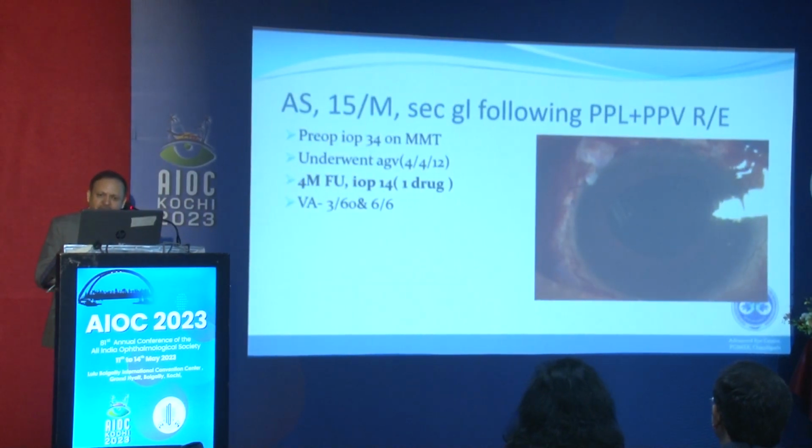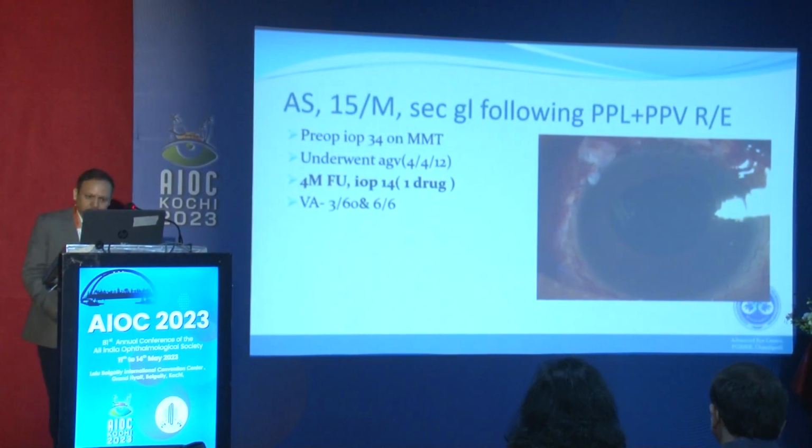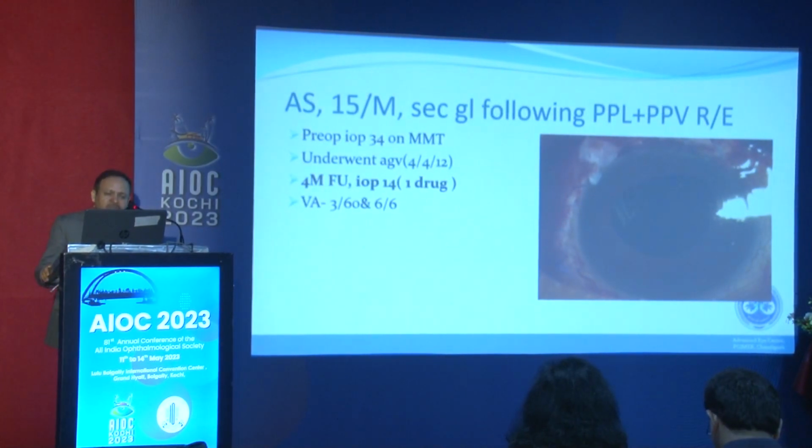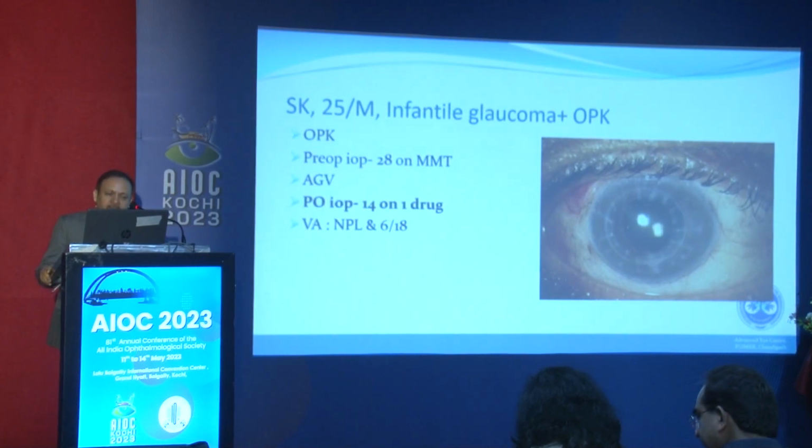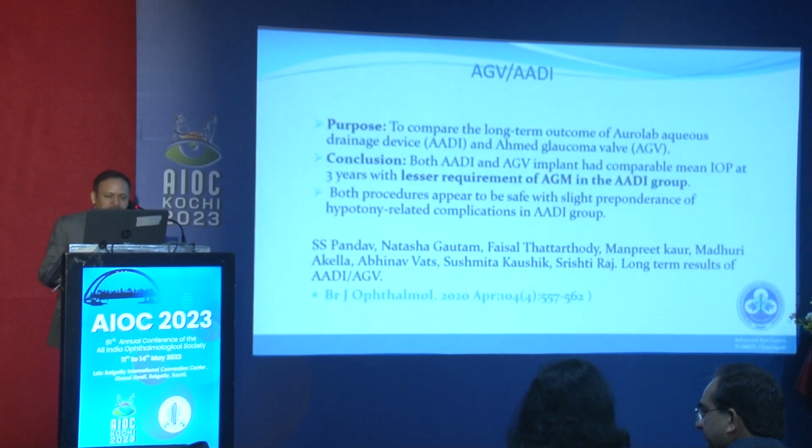This was a post-PPV patient with 34 pressure on maximum treatment, and after GDD came to 14 with one drug, and vision was also well maintained. This was an infantile glaucoma patient who already had OPK, with high pressures on maximum treatment. After AGV, the pressure was 14 with one drug. Most of these GDD devices will require one or two drugs in the post-op period.